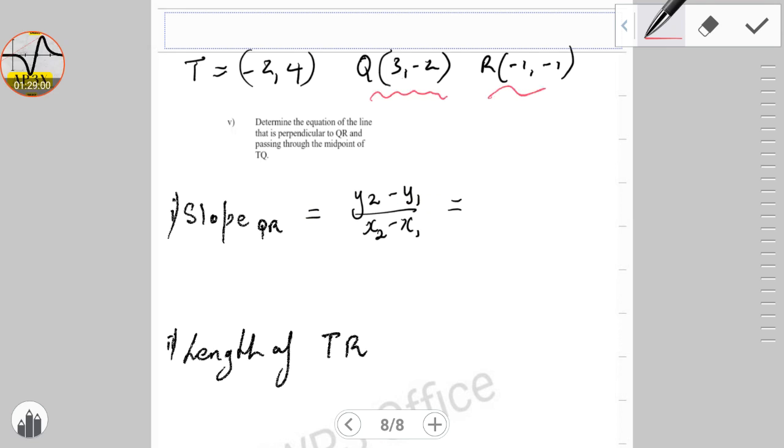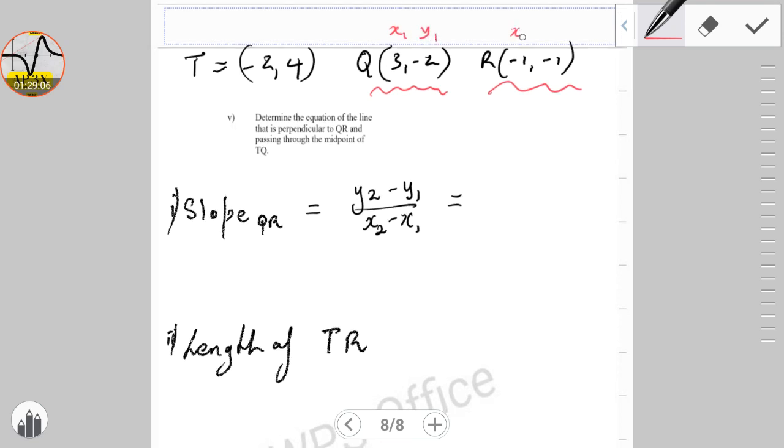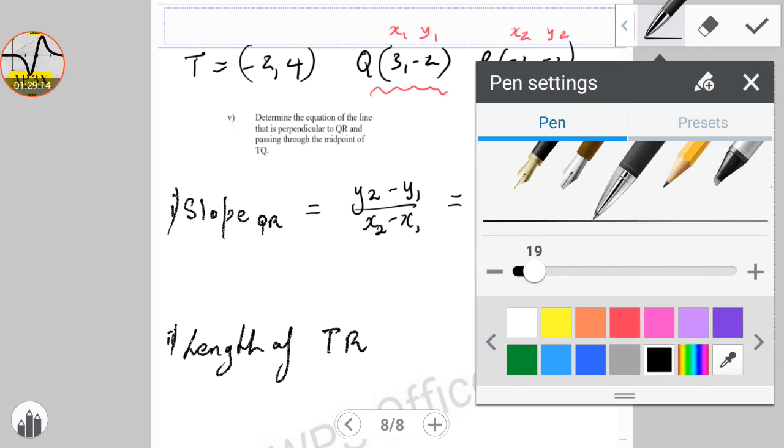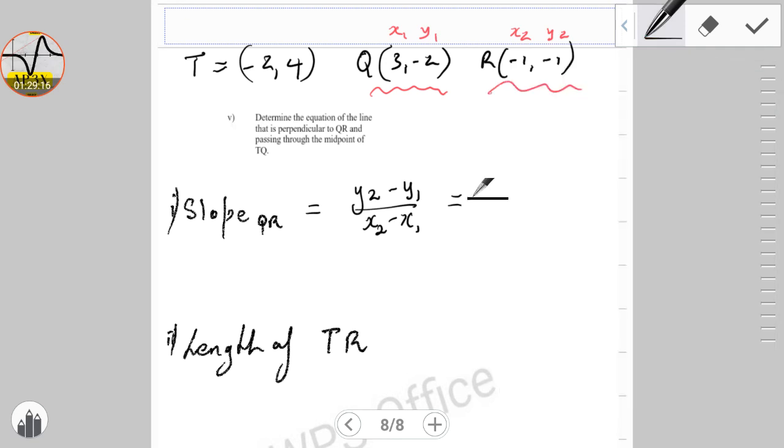So here and here, Q and R, so that's going to be your X1 and your Y1, and that's going to be your X2 and your Y2. Failure to label the points, you're basically opening the opportunity for you to make basic errors if you don't know what you're doing, or you're not confident in what you're doing. So you have to label your points, ladies and gentlemen, boys and girls.